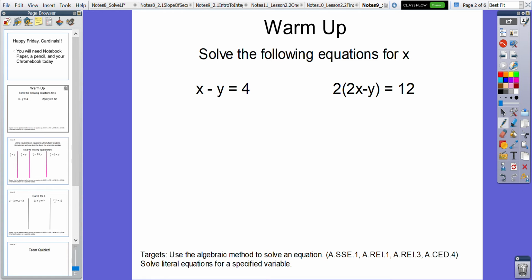For the first example, for x minus y equals 4, you should have x equals 4 plus y. And then for the second example, you should have x equals (6 plus y) divided by 2. Okay? Make sure you're checking those answers. Make sure you message me if you don't understand how I got them. Let's go ahead and get started here.